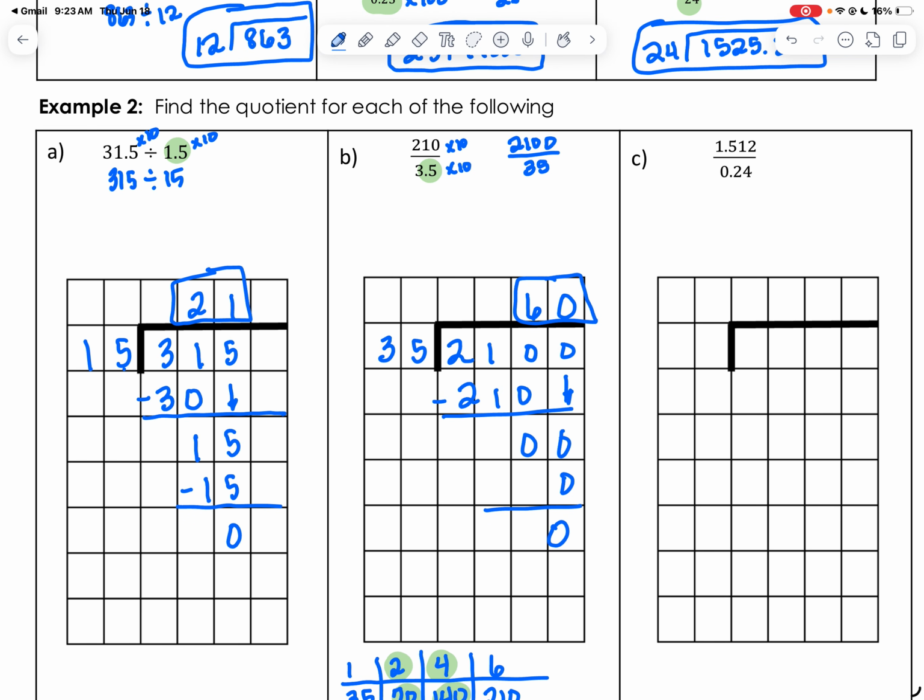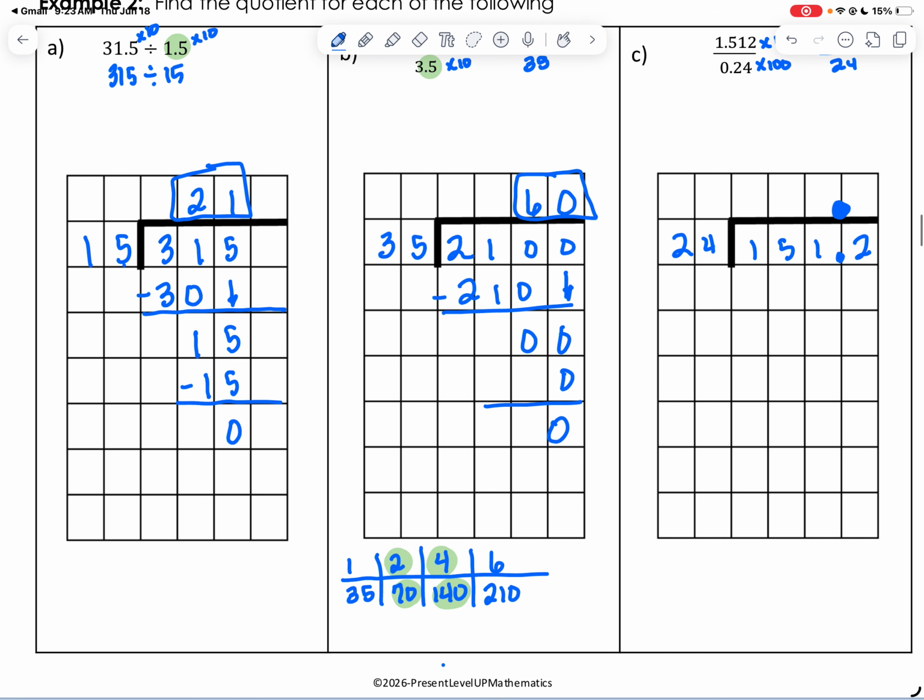1.512 divided by 0.24. Now this time there are two numbers to the right of the decimal. So I'm going to multiply the divisor by 100 and the dividend by 100. And that means we're going to move 2 decimal places to the right. So this would become 151.2 divided by 24. So I'm going to put a 24 here, 151.2. So remember, when we have a decimal dividend, we bring our decimal point straight up. All right, now we're ready to divide.